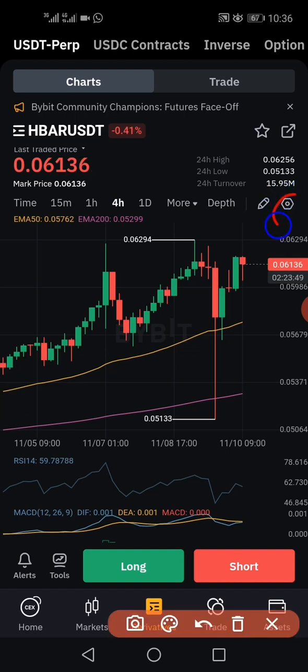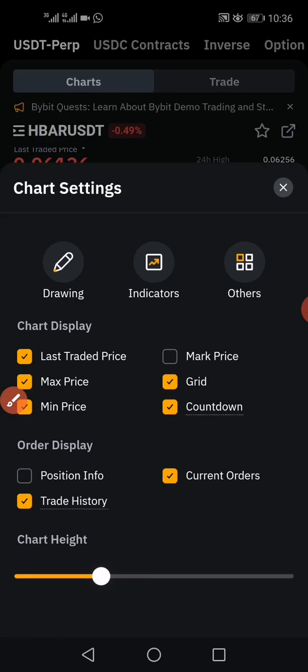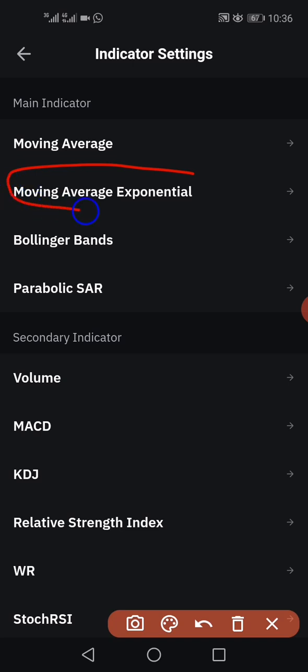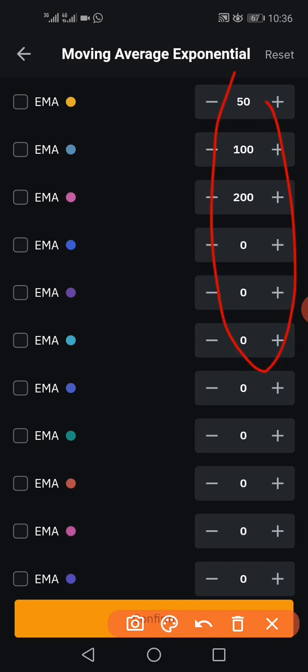This is the indicators section. I'll click on it, and I will click on these indicators. Then I'm looking for moving average exponential, this one. I will click on it to expand it. Now two moving averages is what I'm looking to set here. Let's untick all of these first. If you open your own, the numbers here could be different, so you will set it.